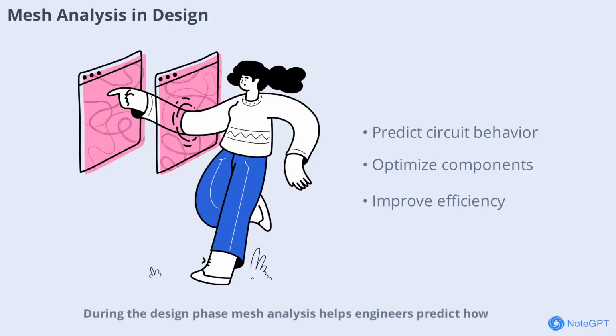During the design phase, mesh analysis helps engineers predict how a circuit will behave before it's built. By simulating mesh currents and voltages, you can optimize component values, improve efficiency, and ensure the circuit meets its specifications. This proactive approach leads to better designs and fewer surprises during testing.